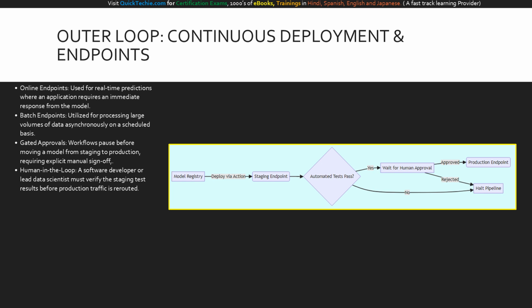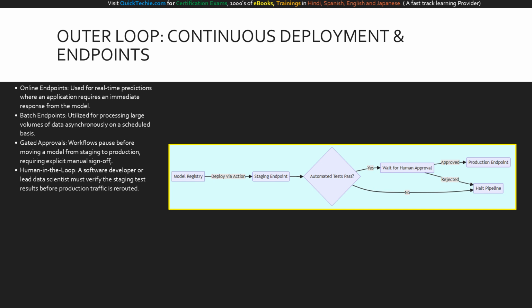The first major decision is how to serve the model. We can use batch endpoints for processing massive datasets overnight, or online endpoints for real-time, immediate predictions required by live applications. However, automated deployment doesn't mean blind deployment. Our GitHub Actions workflow includes gated approvals. Even if the staging deployment succeeds perfectly, the workflow halts. A lead data scientist or software engineer must manually review the metrics and staging performance. Only when this human-in-the-loop approves the deployment does the model get pushed to the live production endpoint.